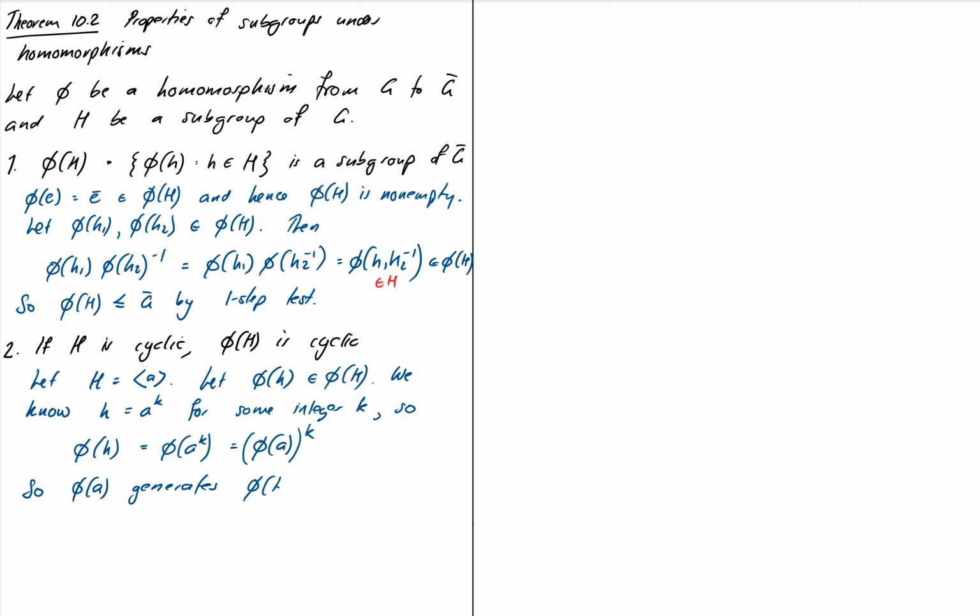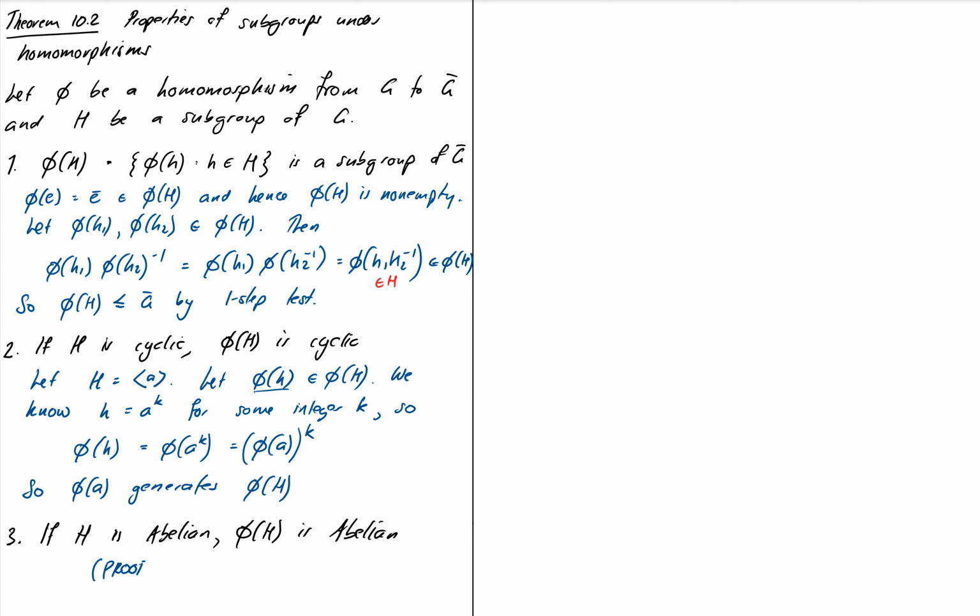It doesn't mean that phi of H is the same size as H. That might be something for you to think about for a bit. But phi of A is certainly a generator, and therefore phi of H is cyclic. Why is it cyclic? Because any element in phi of big H, such as this one here, can be represented as an integer power of some element phi of A.